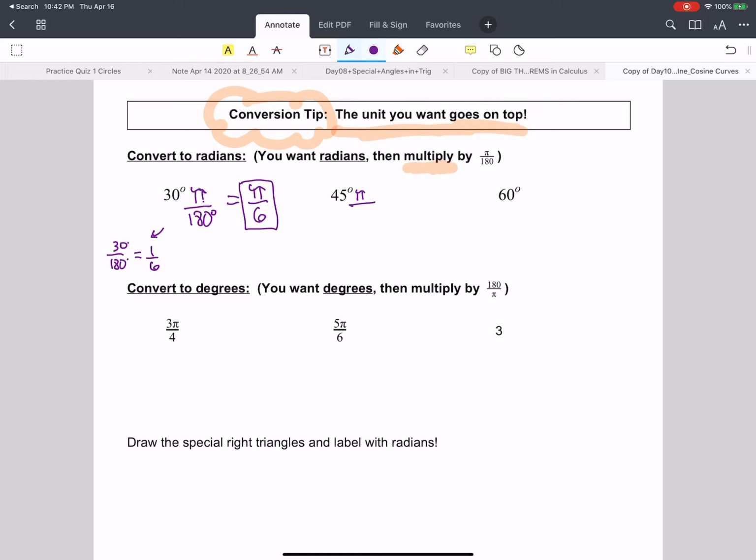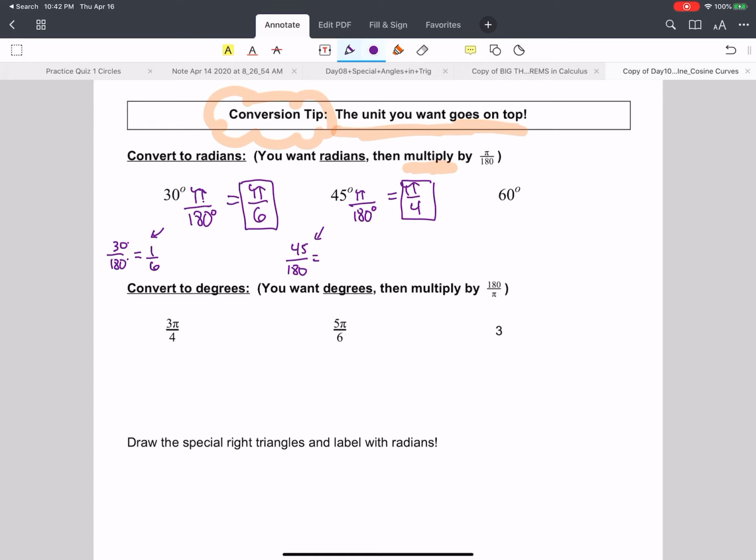Okay, so pi radians over 180 degrees. Simplify that. So in my mind, I go, well, what's 45 divided by 180? And simplify that fraction. You got it. 1/4 pi, or I'm just going to say pi over 4. Same thing. Just looks neater this way.